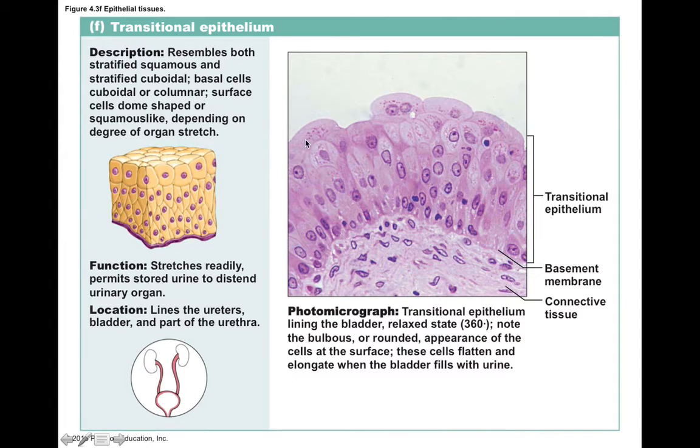And this epithelium is also identifiable because the apical cells are larger than the basal cells, and that's typically not the case with the stratified epithelial tissues. Typically with stratified epithelia, the basal cells are larger and the apical cells get smaller. You can identify transitional because the apical cells here are much larger and pillowy versus the basal cells. And remember, these ones are good at stretch, and this only lines the ureters and urinary bladder and portions of the urethra. So think urinary tract.